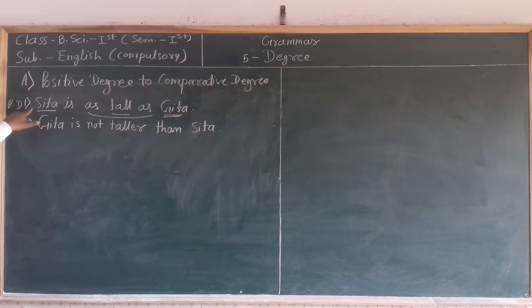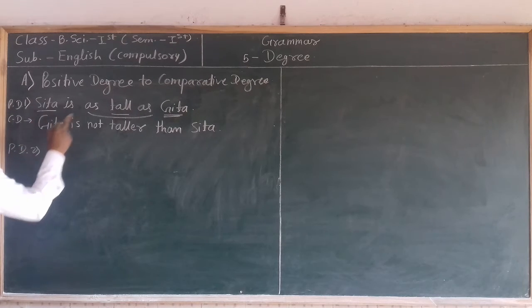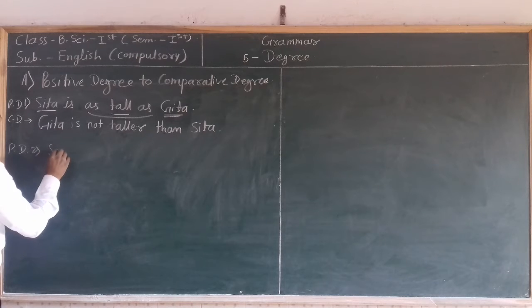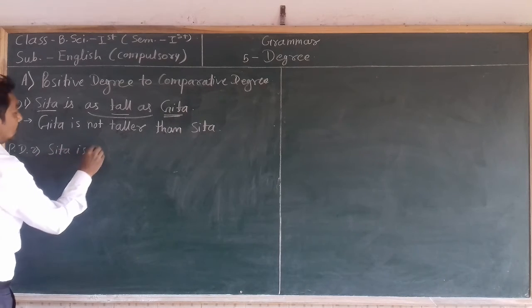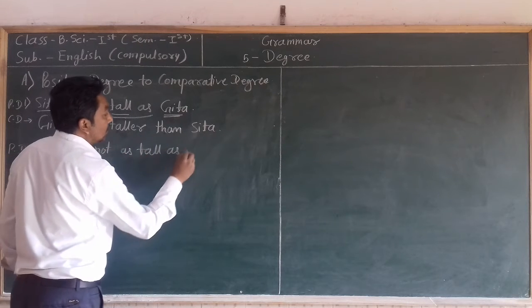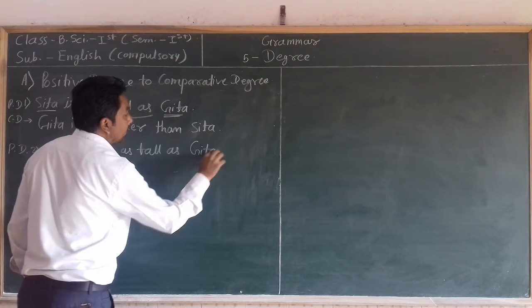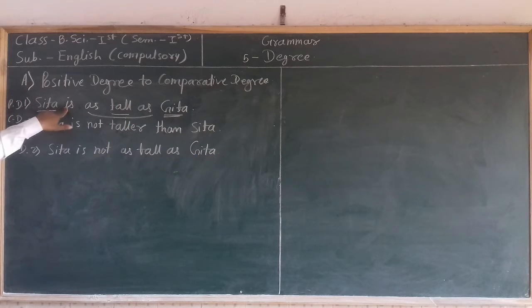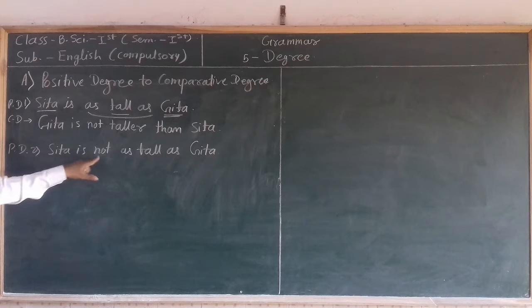But suppose in this positive sentence there is given not in front of the helping verb. So how can we transform that sentence into comparative degree? Look at here. We will take this sentence as it is, but using not. Sita is not as tall as Geeta. So in the first sentence, there was not given not in front of the helping verb, but in the second sentence there is given not. So how can we transform this sentence into comparative degree?